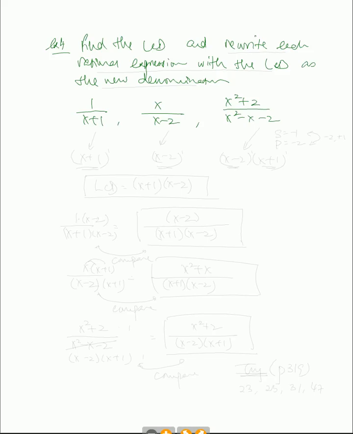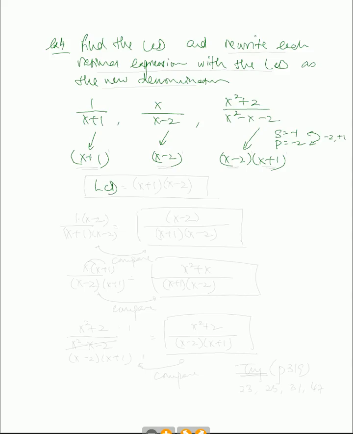Okay, so as far as denominators are concerned, there's not much I can do with x plus 1. There's not much I can do with x minus 2. So that's as factored as I can get. But the third one, the sum is negative 1 and the product is negative 2. So which two numbers will do the trick? I'm going to use negative 2 and positive 1. So what I have is x minus 2 and x plus 1.